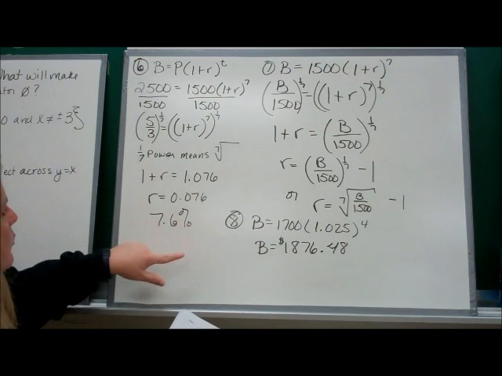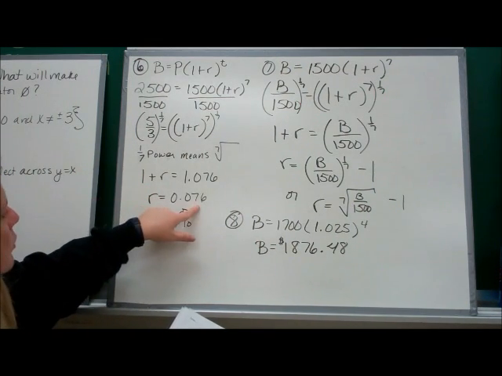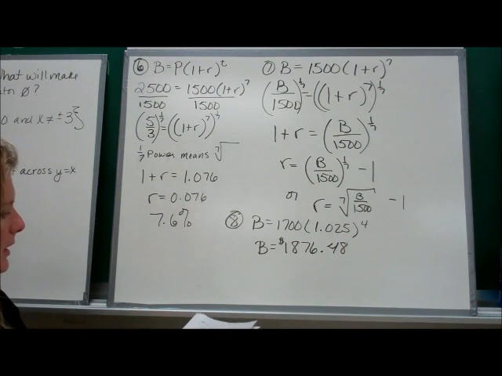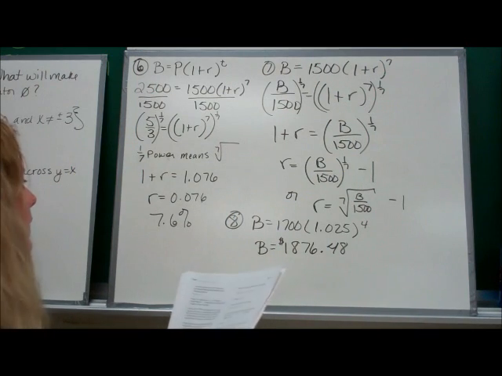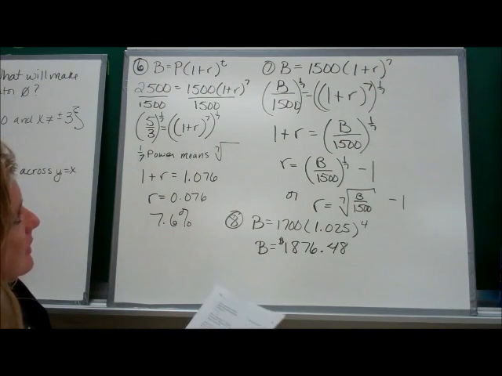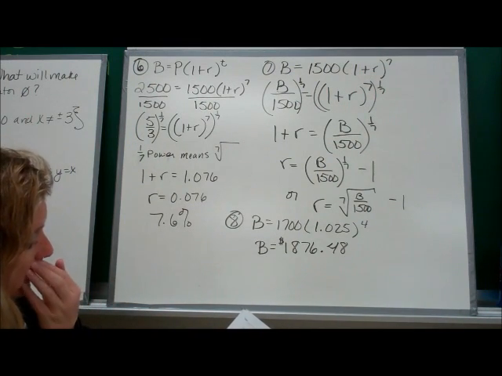1 plus r, we subtract 1. Well, r is your interest rate as a percent. They're asking for the percent to the nearest 10th. Okay, so it's 7.6%. Number 7 says to write the formula.